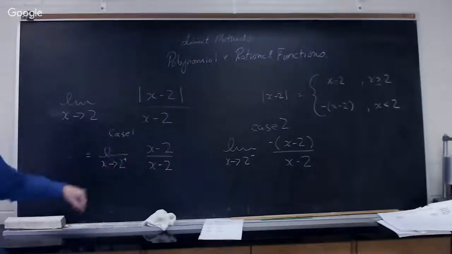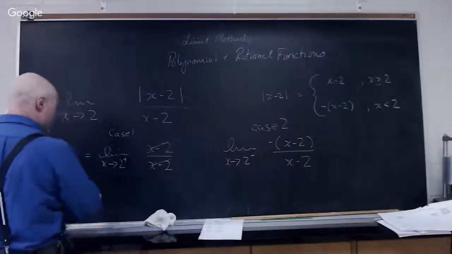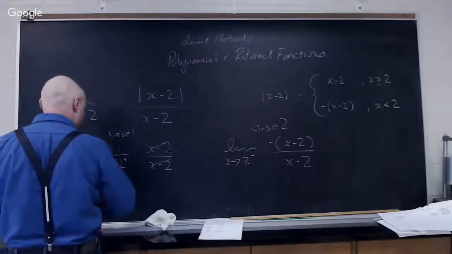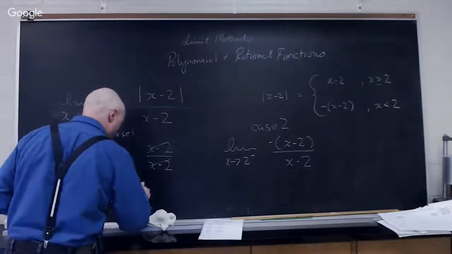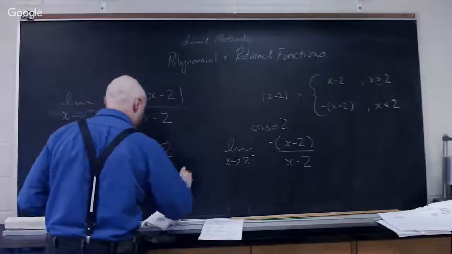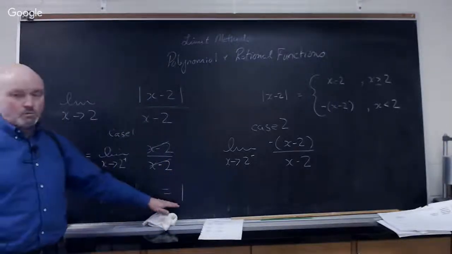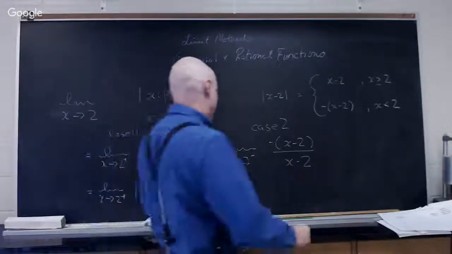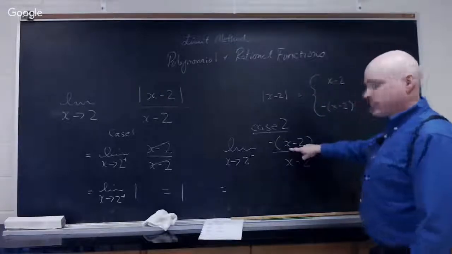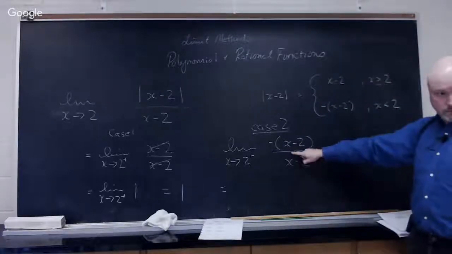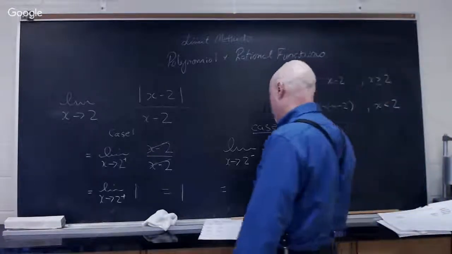Okay, so this is easy. Oh, look at that. This can cancel down to being just 1. So the limit as x approaches 2 from above is 1. Now, what does this one become? So this is case 2. We have to flip the sign on our top expression because we're approaching 2 from below. Here comes case 2.